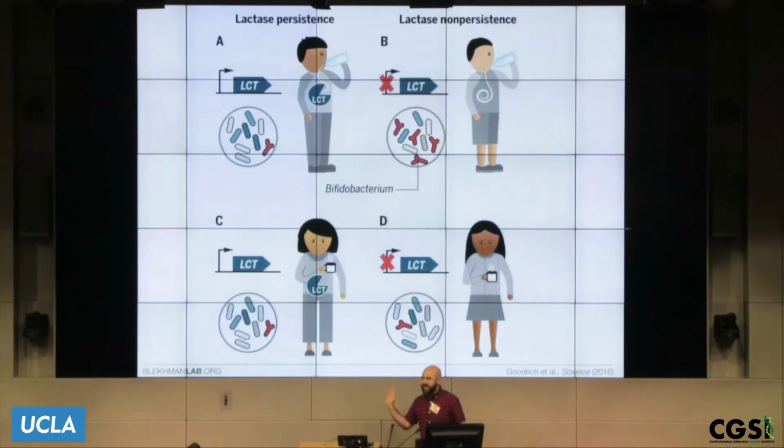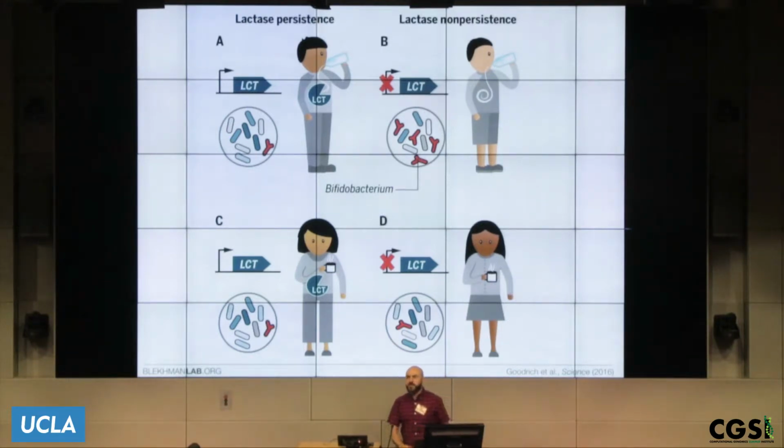But on the right-hand side, you see the case where someone is lactase non-persistent. And in that case, if that person also consumes lactose in their diet, the bifidobacterium will be able to use it and metabolize it and then grow. So this is the case where we find a correlation between genetic variation and the microbiome, which might be driven by genetic variation affecting the behavior and the diet of the host, which then affects the gut microbiome.